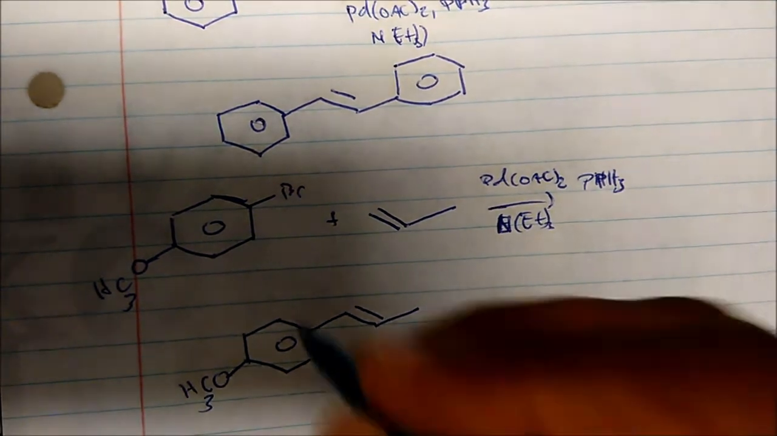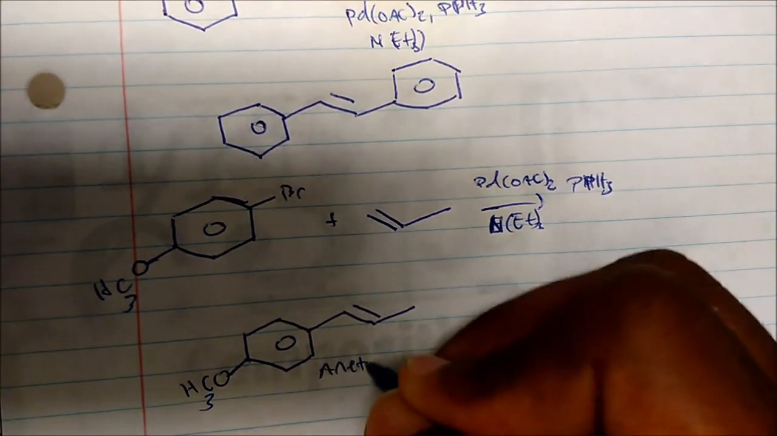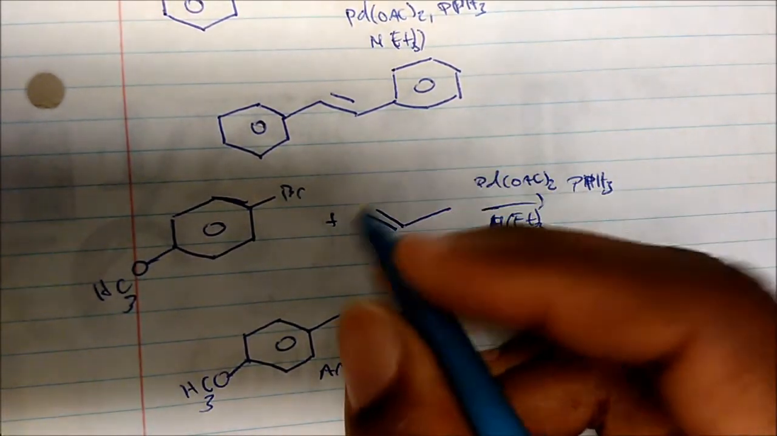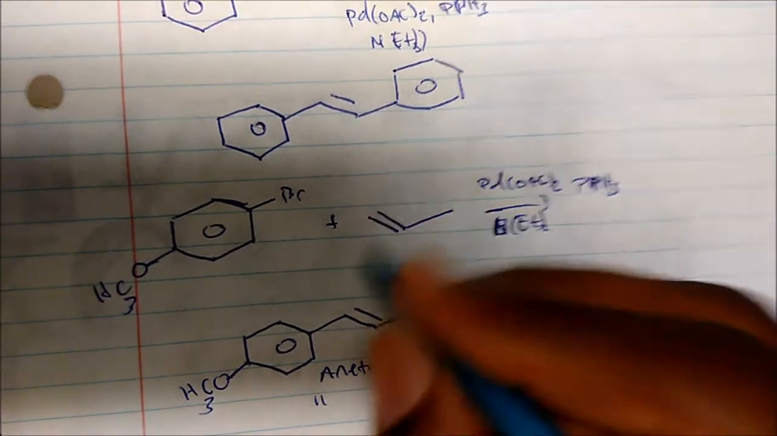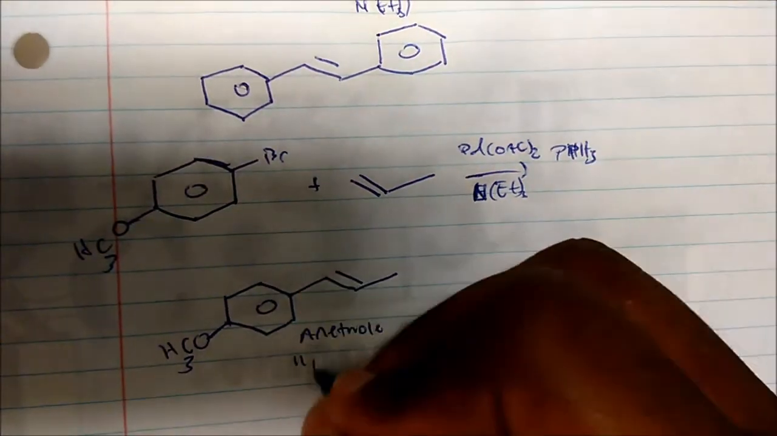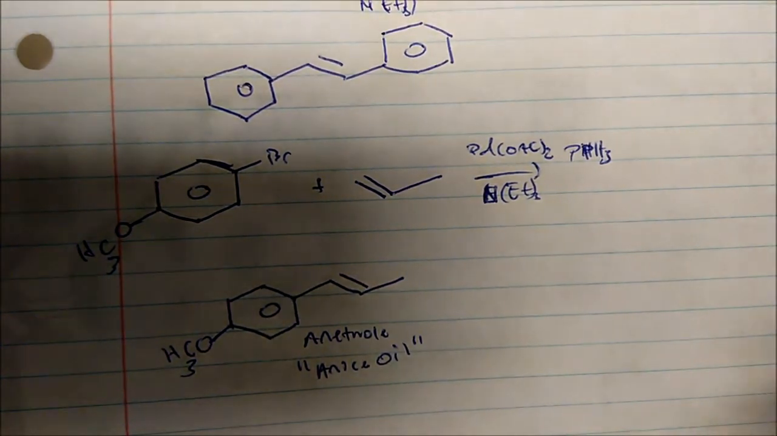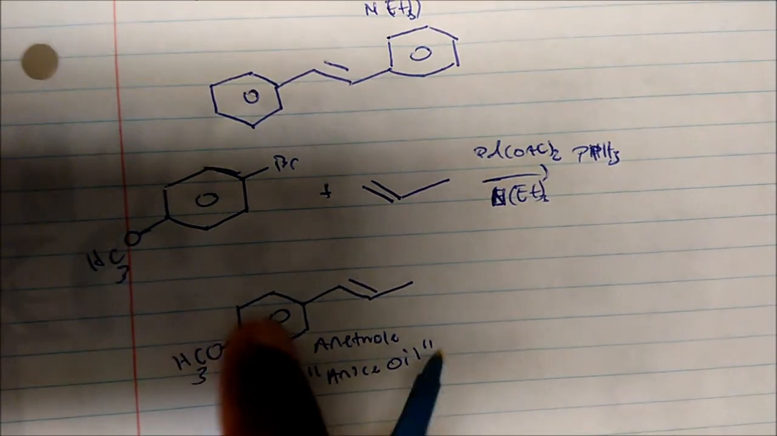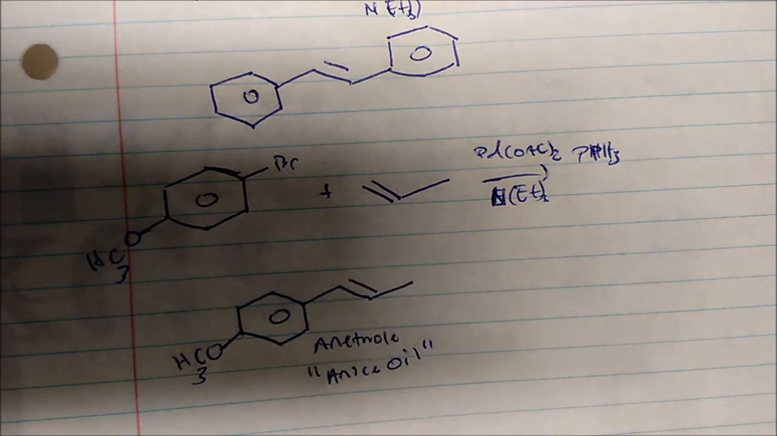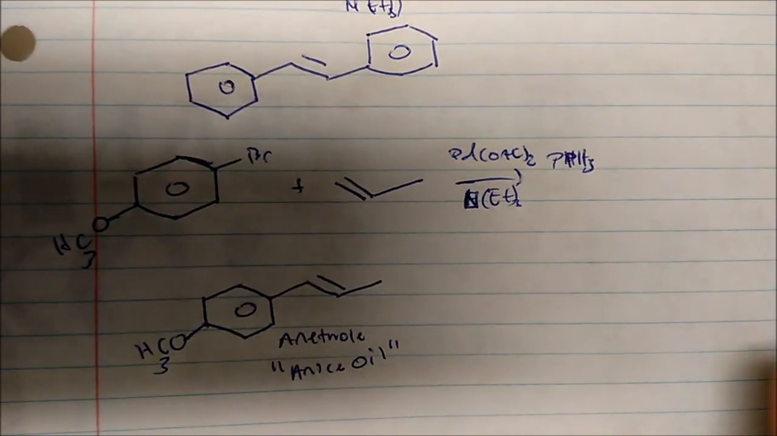Now I'll get this. Now this is called anethole, and you'll usually see these in anise oils. So we know anise oil is used for flavorings. Okay, so this is the product that we get. So all we're doing is adding end-to-end addition using an aryl bromide. Okay, maybe we should look at one more example.